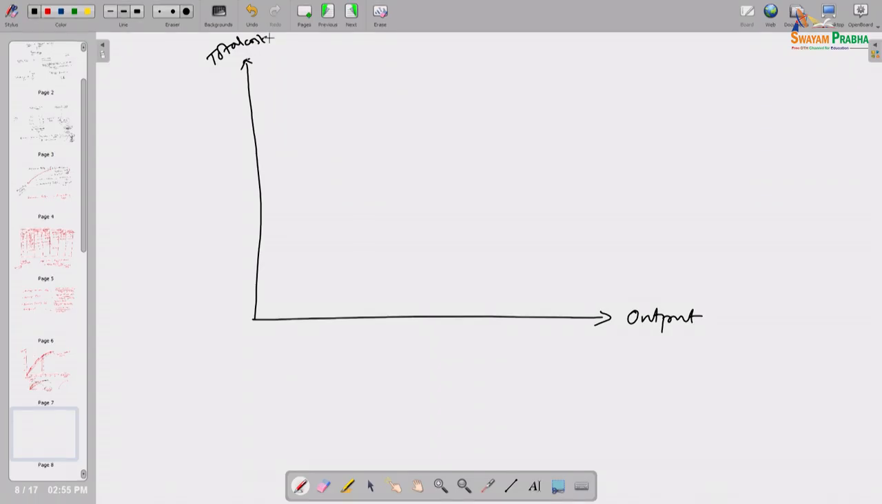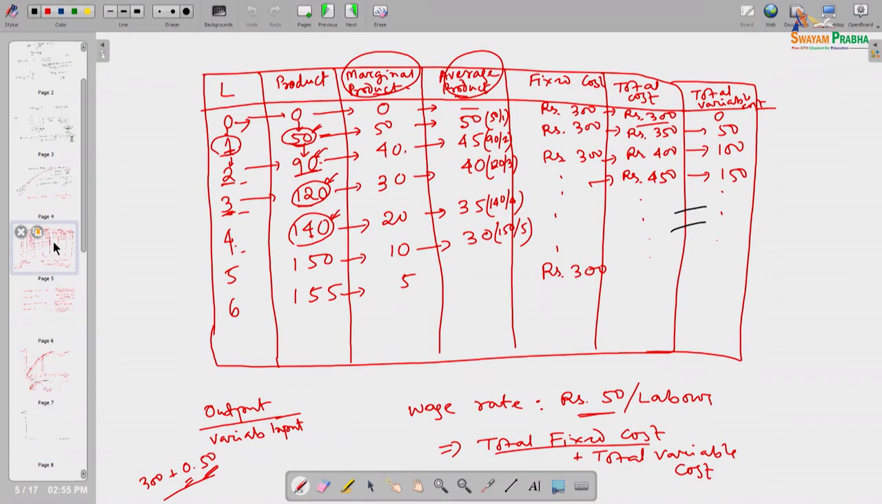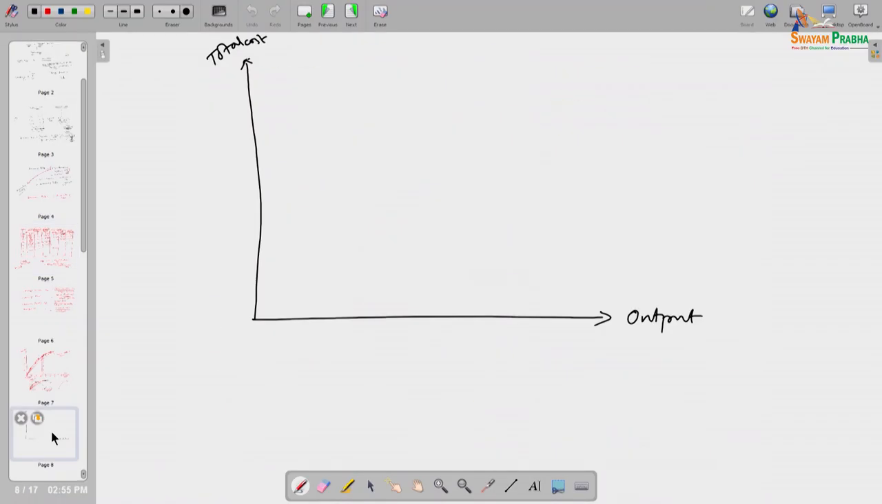So, you can understand that if you see this thing, when your total output is 0, at that time your total cost is rupees 300, because fixed cost is there. So, suppose this is 300. Now, for the remaining different outputs on this side, if you plot them and their corresponding total cost, you will get this kind of line. This is called the total cost curve, the TC curve.